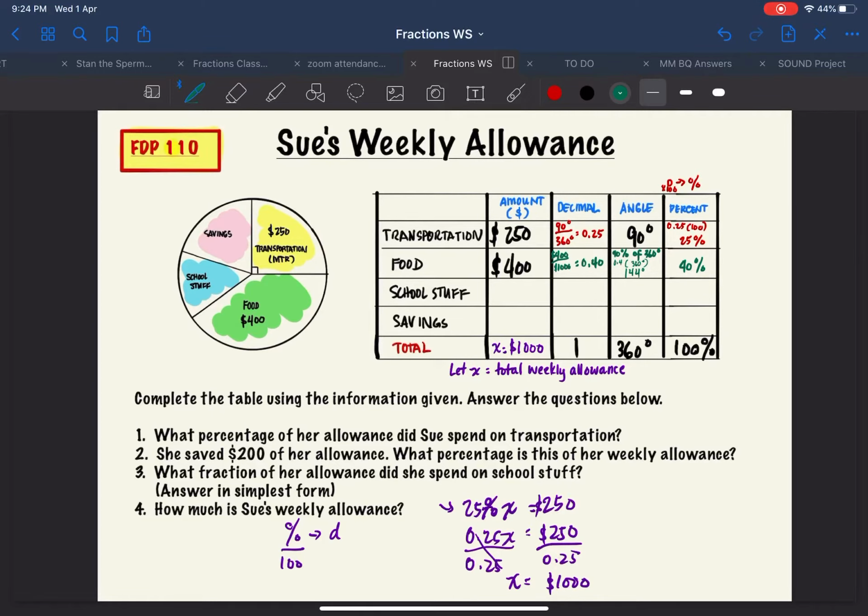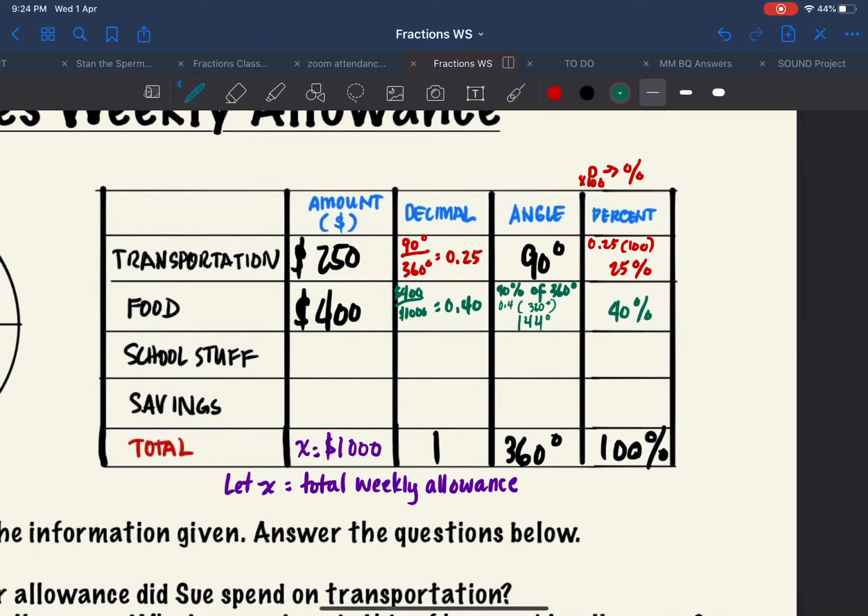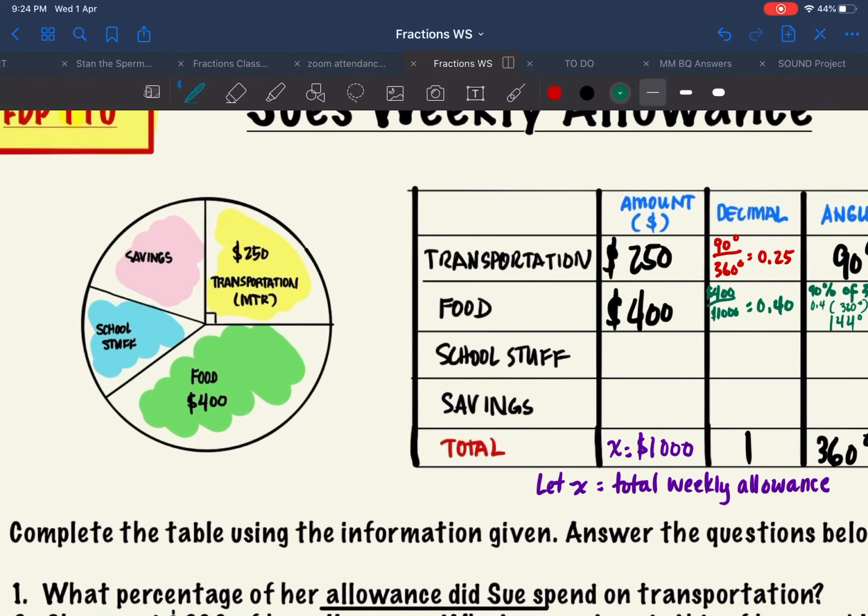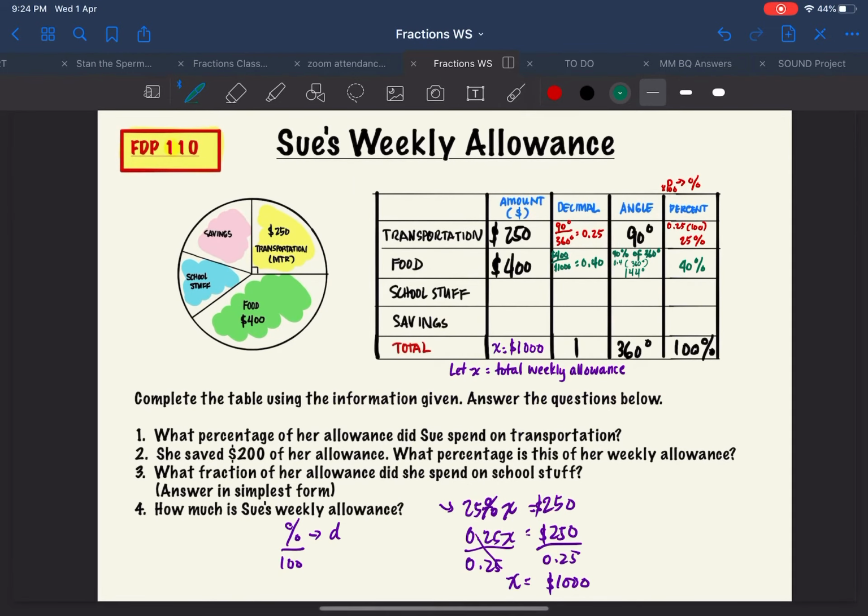Next, school stuff. Okay, so what can you tell me about school stuff? I don't know. Let's check over here at the given. Okay, can we answer question 1? Let's look at question 1. What percentage of her allowance did Sue spend on transportation? So we're talking about transportation. Do we know the percentage? Yes, there it is. So we can answer this. She spent 25%.